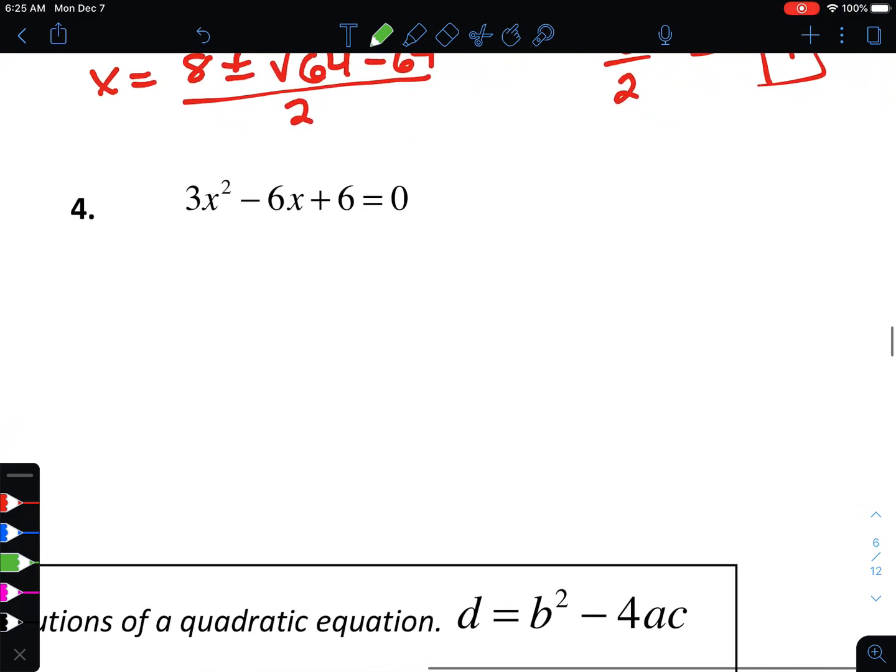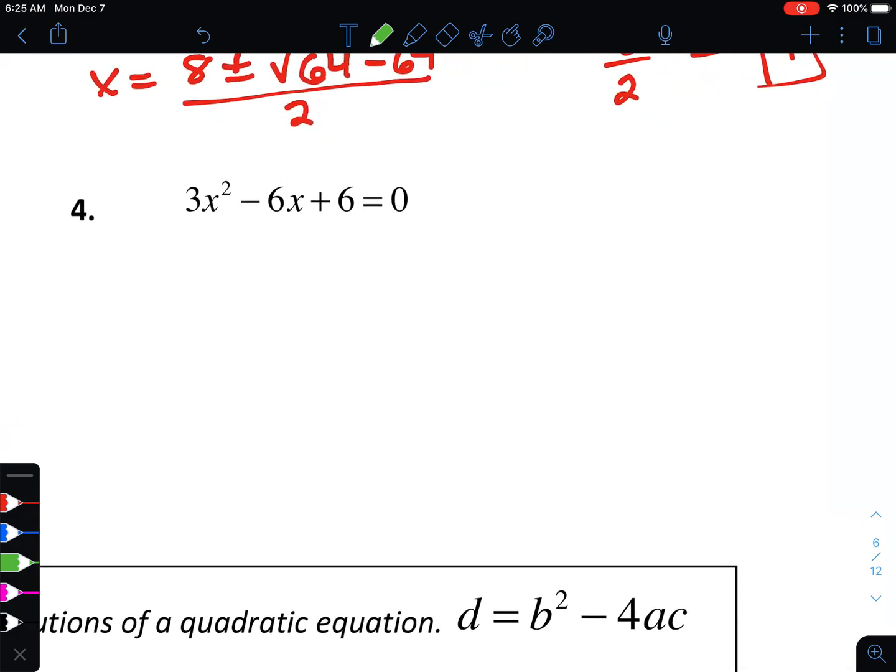All right. Last one to look at. We're going to take a look at number 4 here. So we've got 3x squared minus 6x plus 6 is equal to 0.